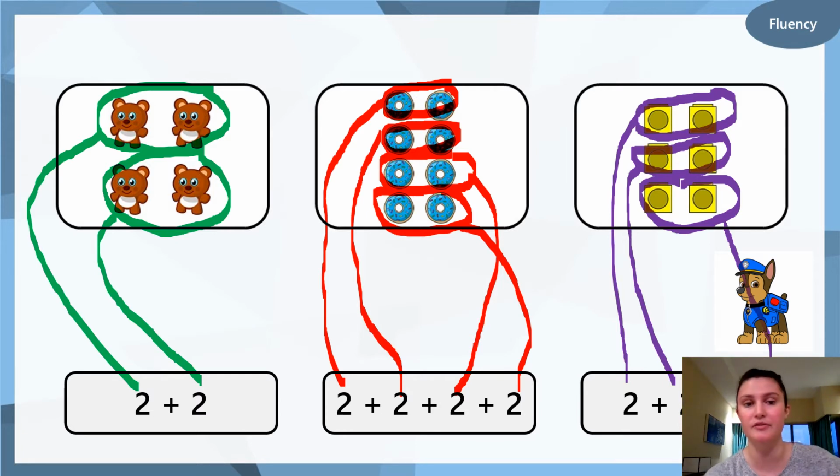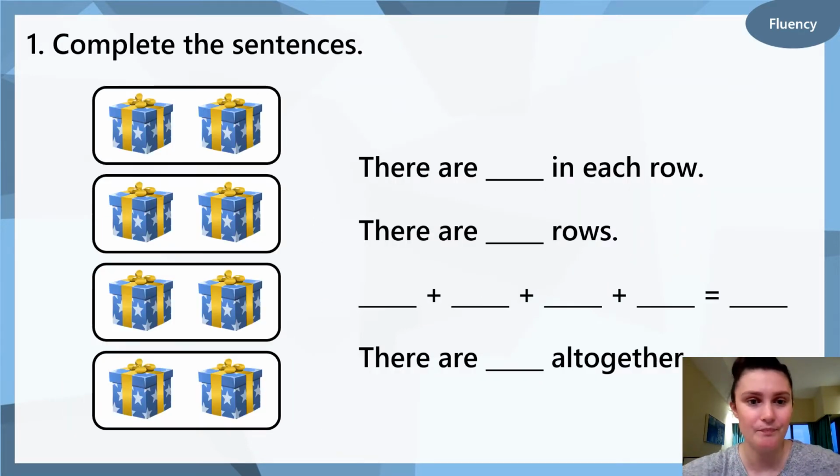Okay, now these are just examples to help you. If you want to do something different that's not teddy bears or donuts or cubes, you go and do your own. Are we ready to move on? Have you seen my little friend? Let's go.